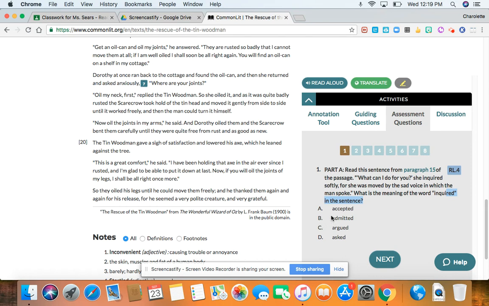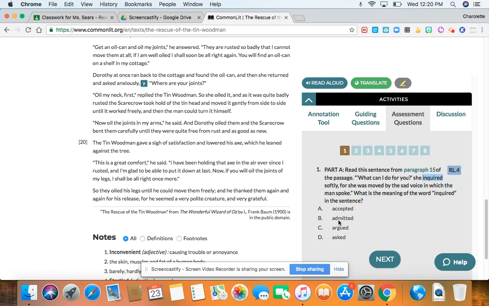So the trick I'm going to teach you, before you choose your answer, let's say you think A is the correct answer. Before you choose, you take your answer and you put it in the space of the word they're asking about. So we were asked what the meaning of the word inquired was. We're going to take the word accepted and put it right here where inquired is. Read the sentence again. Ask yourself if it makes sense. "What can I do for you?" She accepted. Obviously, that does not make any sense. That would be an answer we would throw out.